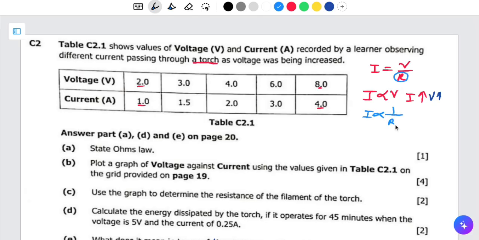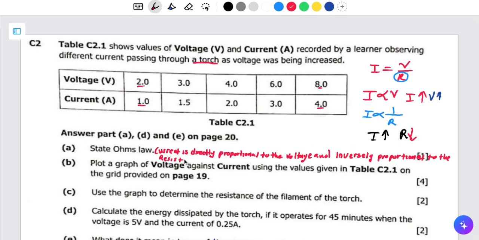This means that if the current increases, you're going to find that the resistance is going to do what? It's going to decrease. So that is what Ohm's law states. It states that current is directly proportional to the voltage and inversely proportional to the resistance. So we can write that one. So that is how you're supposed to answer this question.